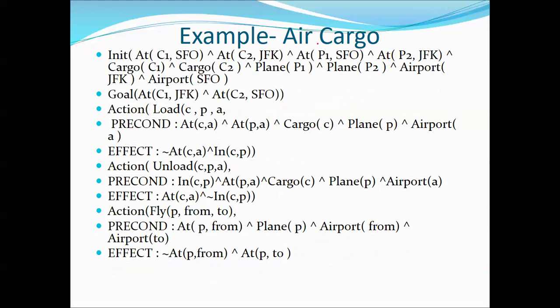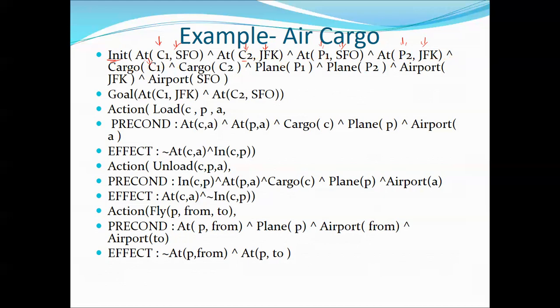Okay, so this is an example based on air cargo. This is the initial situation. At(C1, SFO): the object C1 is at SFO. That is what it means. And At(C2, JFK): the object C2 is at JFK. And At(P1, SFO): the object P1 is at SFO. And At(P2, JFK): the object P2 is at JFK. And Cargo(C1), which means C1 is a cargo.